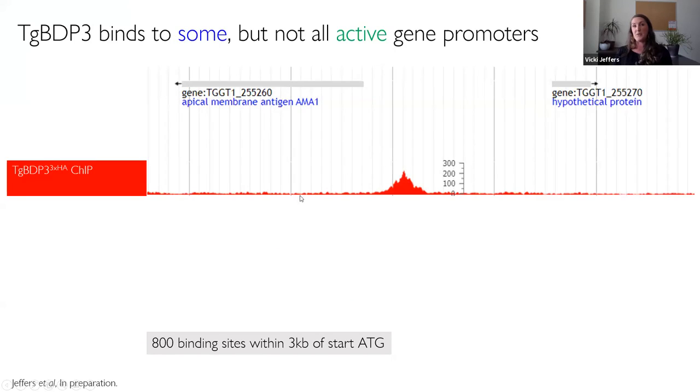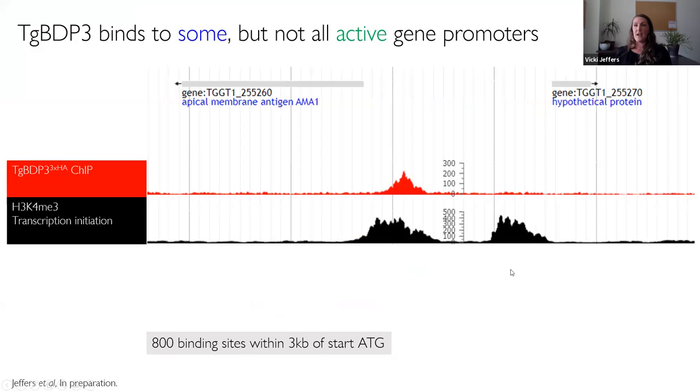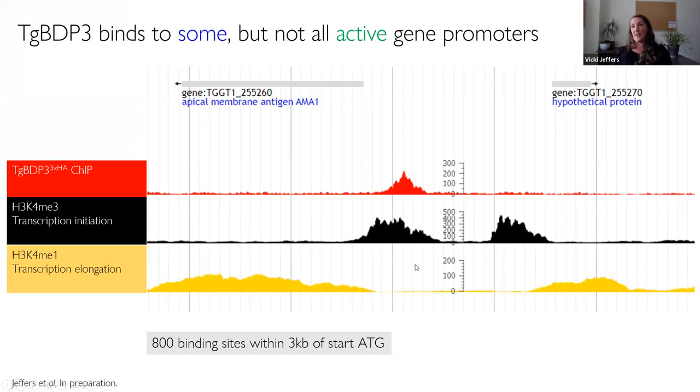So this is just one snapshot of one of the replicates of our ChIP-seq. We found really nice BDP3 peaks right upstream of a number of active genes, but not all active genes. So this gene also, when we look at markers for transcriptional initiation and transcriptional elongation, we can see that both of these genes, this AMA1 and this hypothetical protein, are both active, and they have marks in the transcriptional initiation site for active transcription. They have marks for transcriptional elongation, but we don't see a BDP3 binding site within this gene.